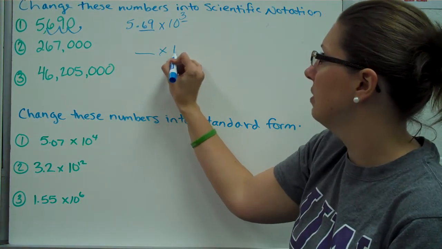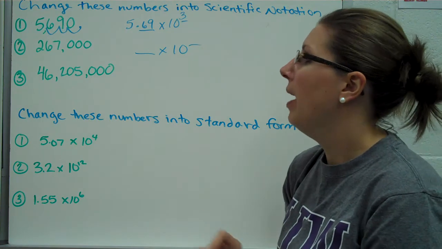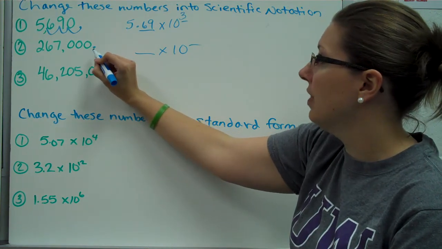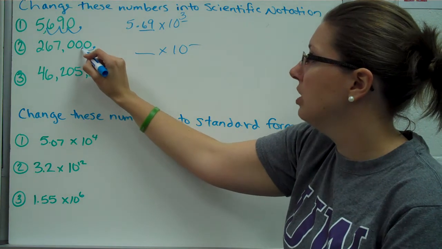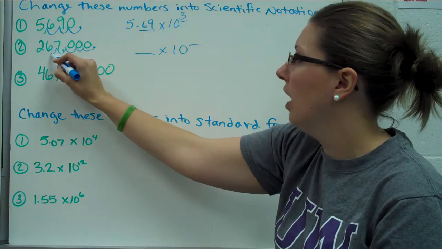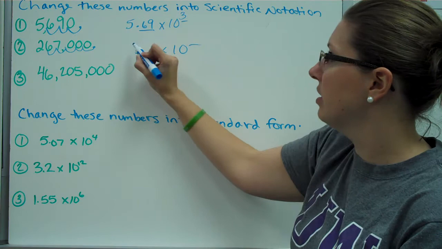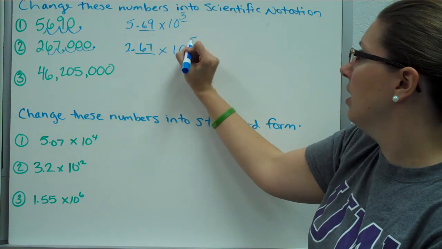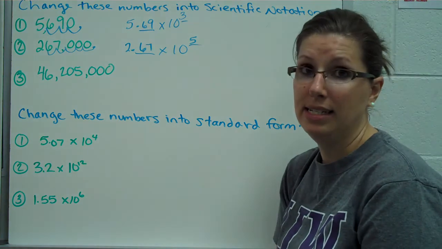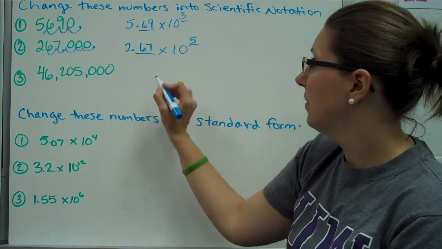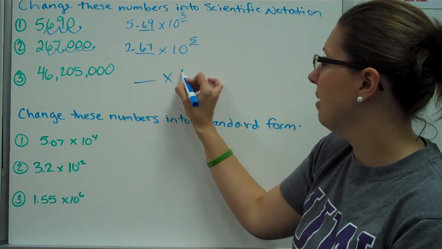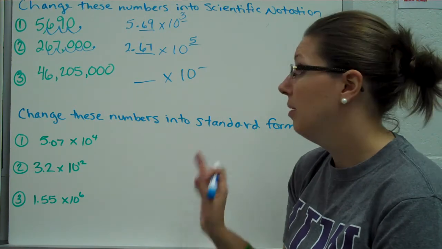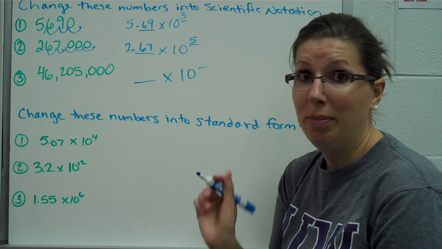Blank times 10 to the blank power. So I need to find my decimal in a whole number. Your decimal is going to be here at the end, and you just count. 1, 2, 3, 4, 5. That's where I'm going to stop. I'm going to stop at the 2.67, and I went 5 places. Hope that makes sense. One last one. Blank times 10 to the blank power. See if you can do this one here on your own paper.